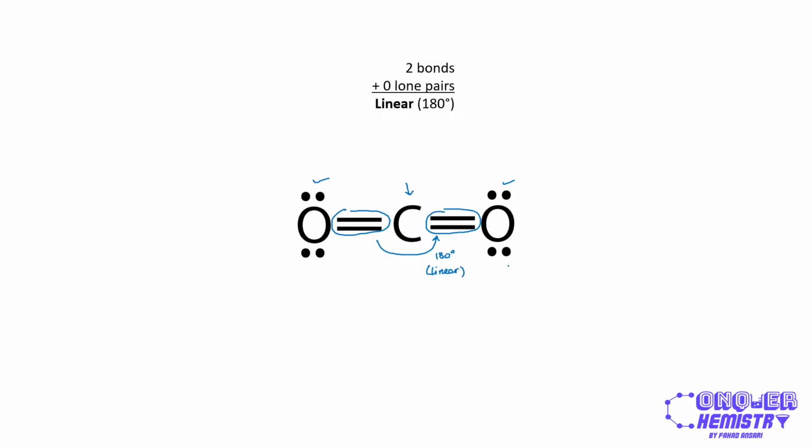So in summary, when you have two bonds on the center atom, in this case the carbon atom, and you have zero lone pairs on it, the two bonds are going to repel each other and settle for a linear shape at a bond angle of 180 degrees between the two bonds that are repelling each other.